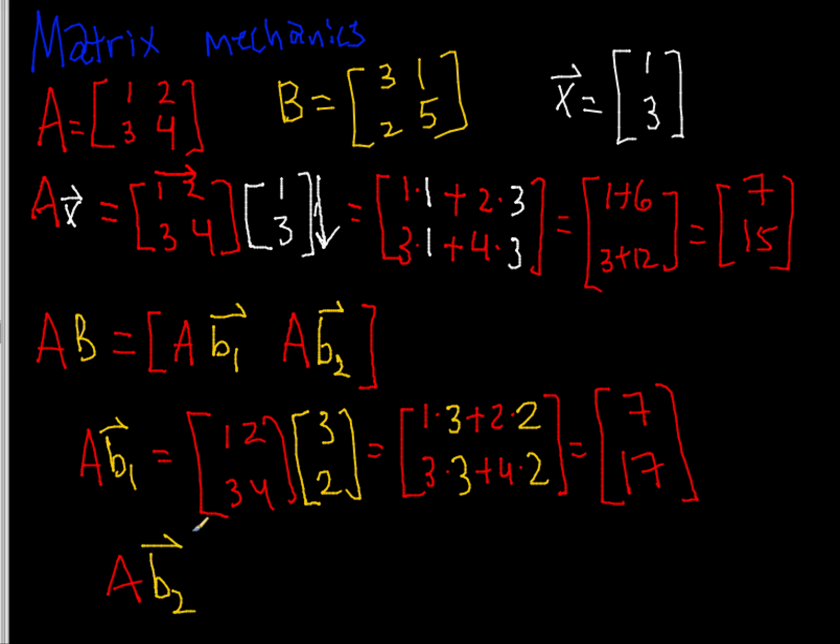If we do the second matrix-vector multiplication, we get the following: 1 times 1 plus 2 times 5 is 11. Then match the second row to do the same thing: 3 times 1 plus 4 times 5, which is 23. Then to get the final matrix, you just take this result and plug it in. And that's about it for matrix multiplication.